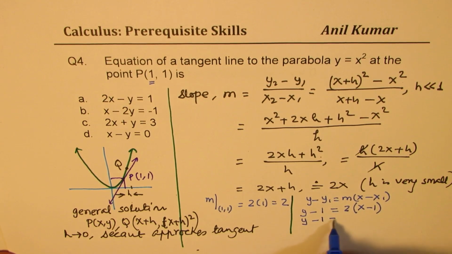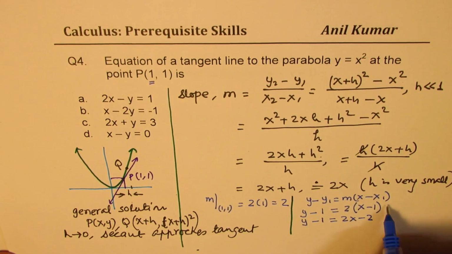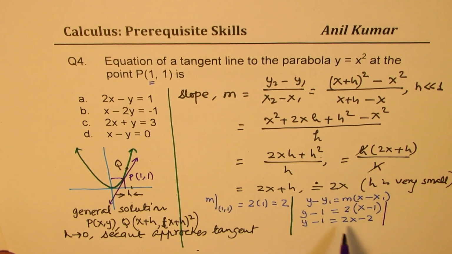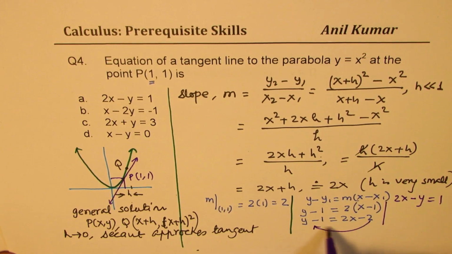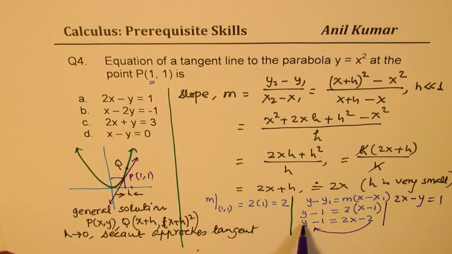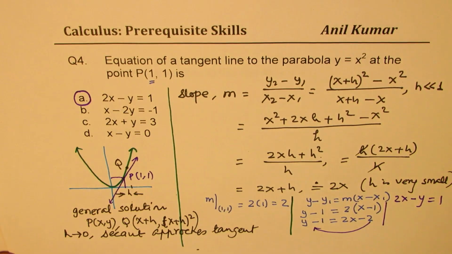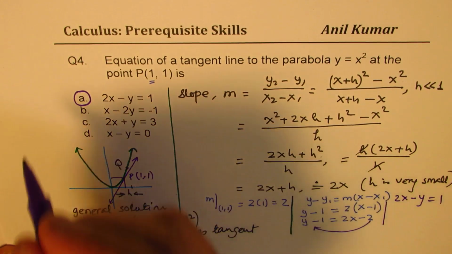So we get y minus 1 equals 2x minus 2. And bringing them all together, we are given that form, so we'll bring 2 to this side. Bringing 2 to the left makes it plus 2, so we get 1 here. And taking y to the other side, we get 2x minus y equals 1, which is the equation of our tangent line. So is that concept clear? Now this is a very important method and we'll soon call it the difference quotient method.